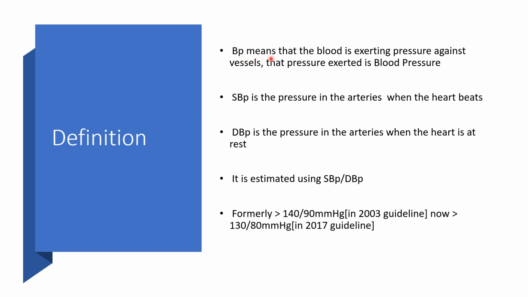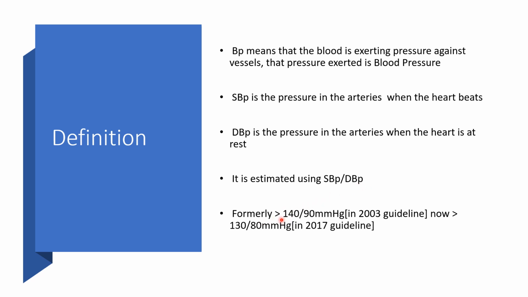So, blood pressure means that the blood is exerting pressure against vessels. That pressure exerted is known as blood pressure. Systolic blood pressure is the pressure in the arteries when the heart beats, when it contracts. Diastolic blood pressure is the pressure in the arteries when the heart is at rest, the diastole. It is estimated using the systolic value on top of the diastolic value.